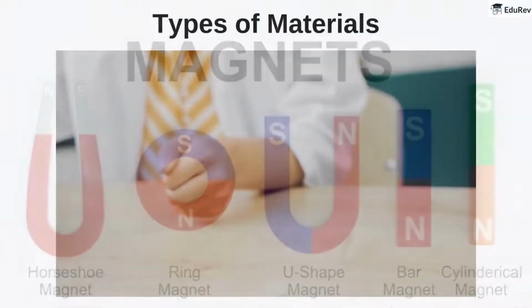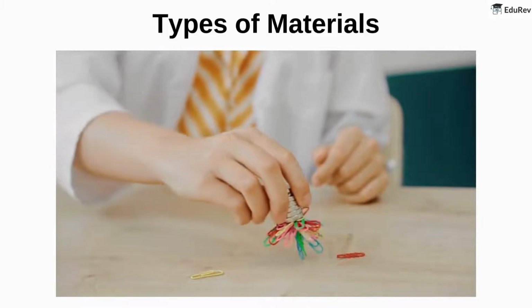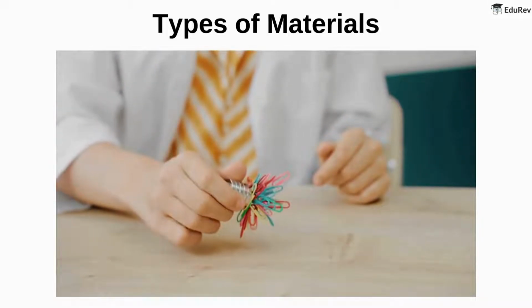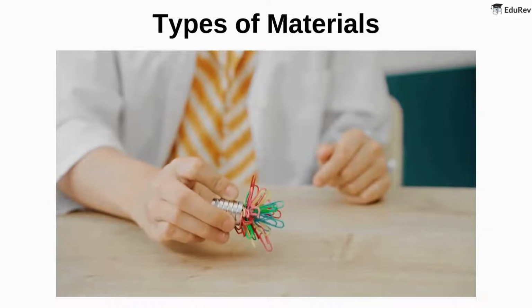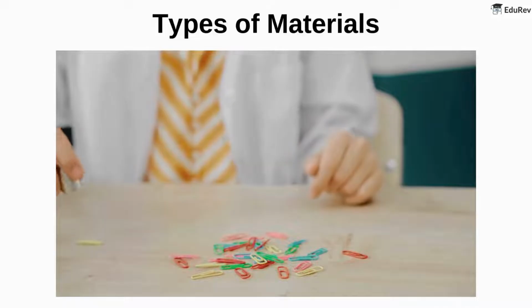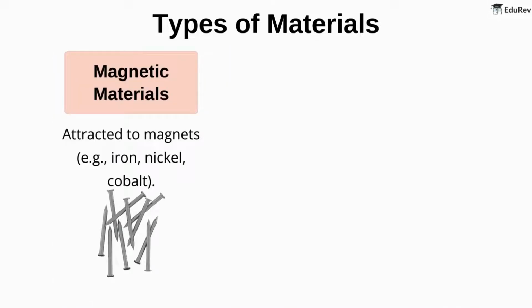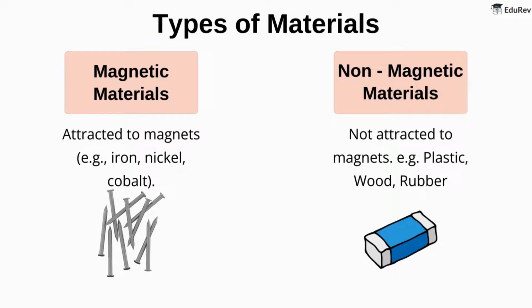Let's see how a magnet works. Magnetic and non-magnetic materials. Try testing different objects around you to see if they stick to a magnet. Some of the objects get attracted to the magnet and stuck to it while others do not. The materials which are attracted towards a magnet are called magnetic materials like iron, nickel and cobalt. The materials which are not attracted towards a magnet are called non-magnetic materials like plastic and wood.